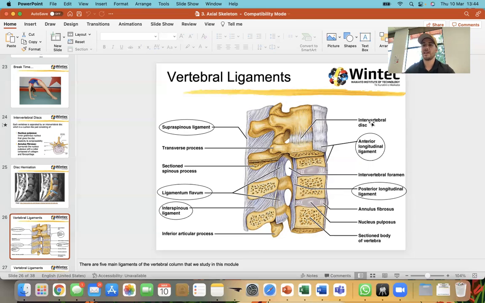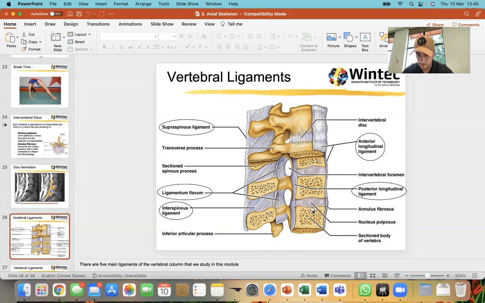Inter, obviously like international, means between. So an intervertebral disc is a disc that sits in between each of the vertebrae. We have the intervertebral foramen, which is that area with free space that allows for the spinal nerves to make their way through. We have our annulus fibrosus and our nucleus pulposus, and we've just gone through those discs in between the vertebrae.